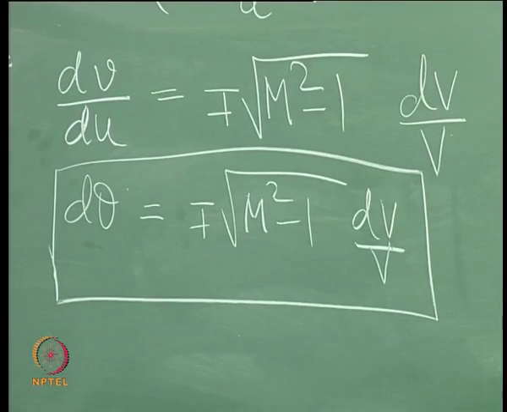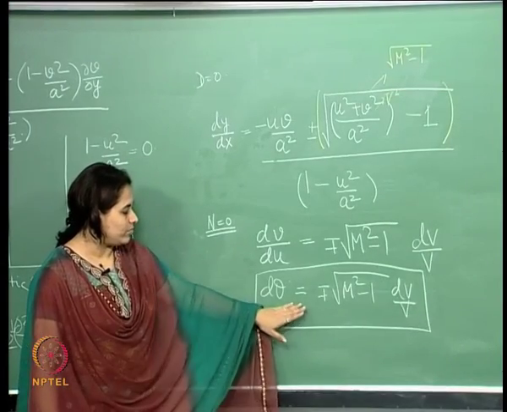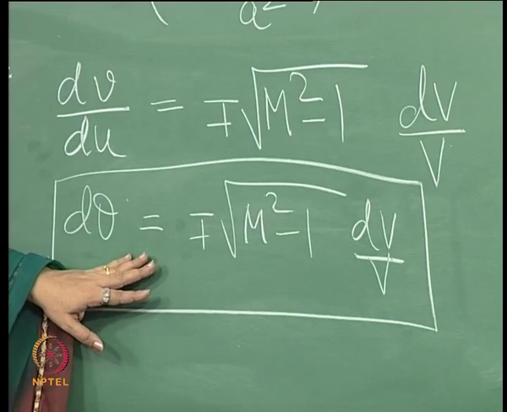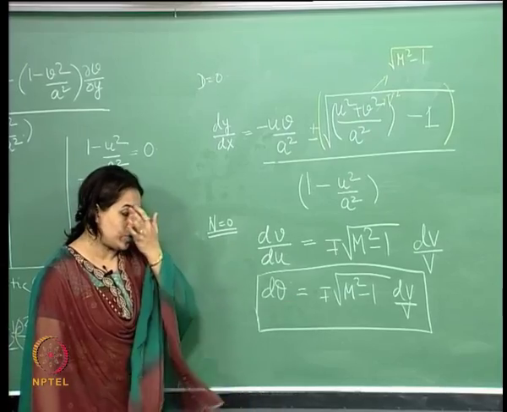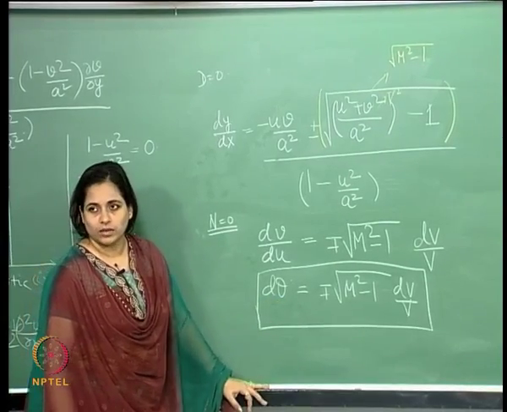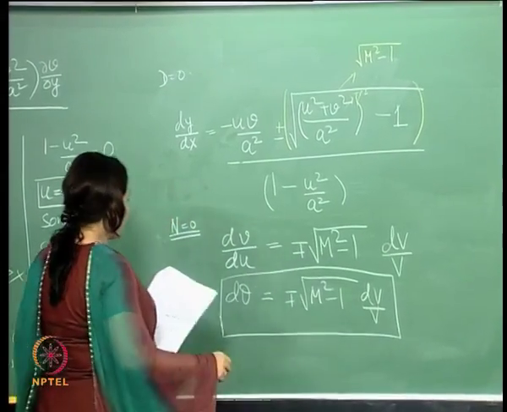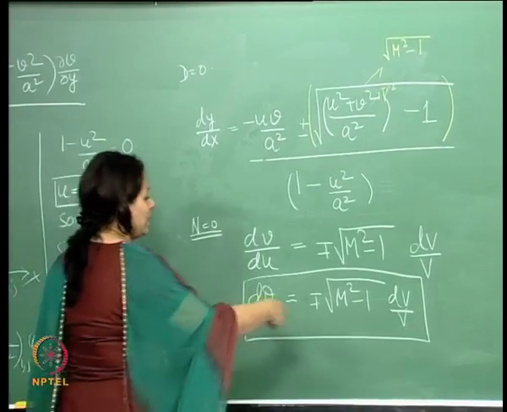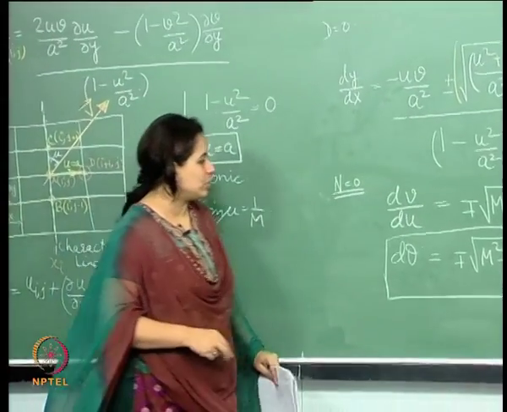So what you see over here, do you even recognize this equation at all? If you remember, this is exactly the same as the Prandtl-Meyer equation. This is something that we derived for the Prandtl-Meyer expansion wave. This is exactly similar to that. So if I now integrate this, we get the Prandtl-Meyer compatibility equations.